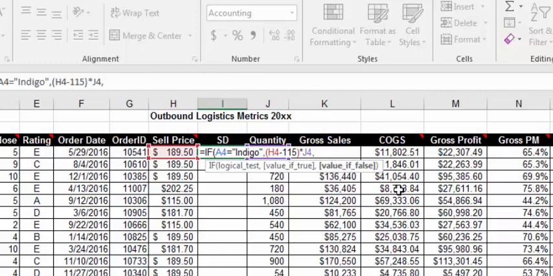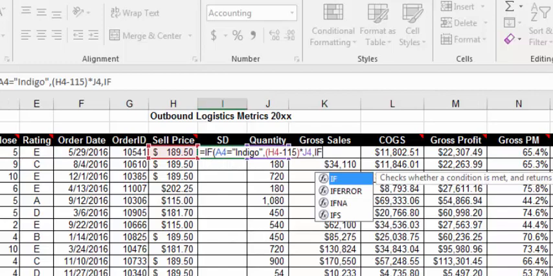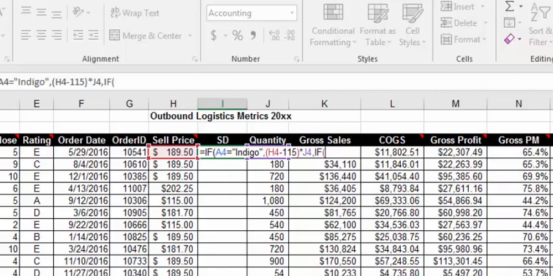Now we're going to put a comma. So if it's not Indigo, it'll automatically kick into the next product. So we put in another if, and this may be the tricky part. So if product A4 equals Bringa, then we're going to take the price we sold it for, and remember, it's only going to check if it's Bringa, minus, and then multiply by the quantity, which is J4.